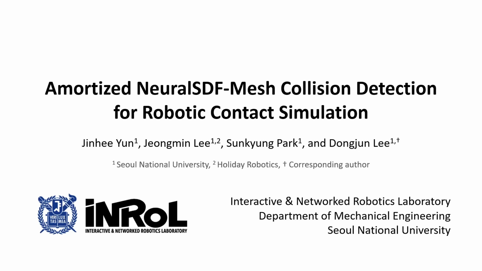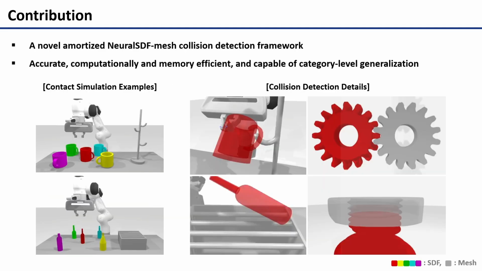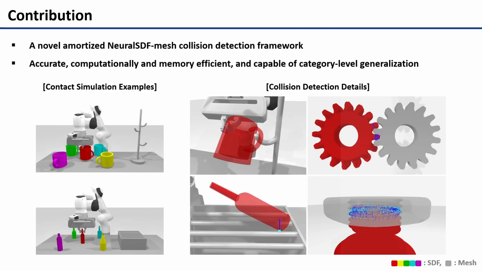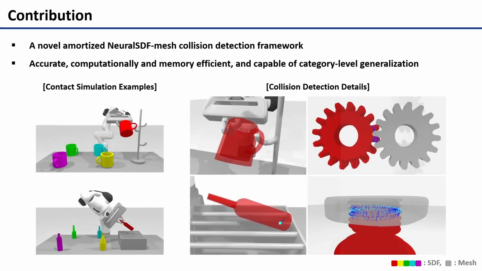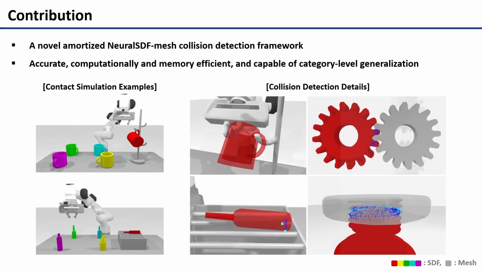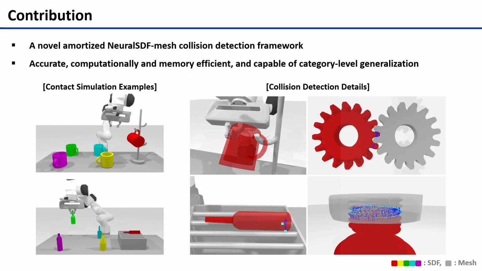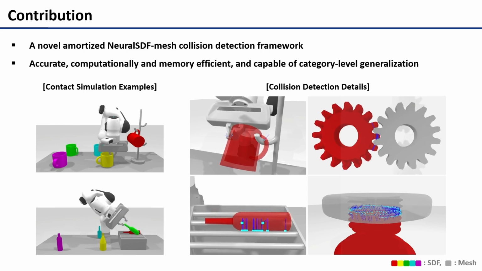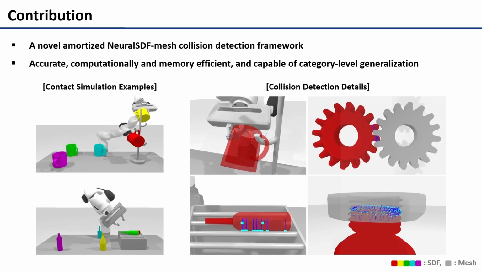This is our work titled Amortized NeuralSDF and Mesh Collision Detection for Robotic Contact Simulation. We propose a novel amortized NeuralSDF and mesh collision detection framework that is accurate, computationally and memory efficient, and capable of category-level generalization. The video shows simulation examples, visualizing collision detection results, including contact points and contact normals. The colored objects use SDFs as their collision geometries, while the gray objects use meshes.